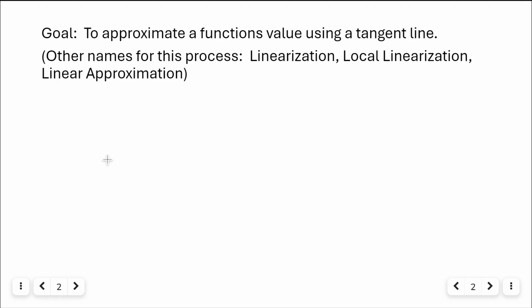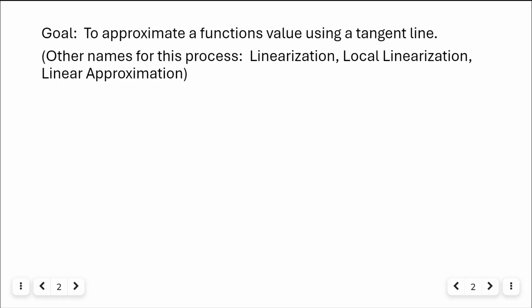So the goal here is to approximate a function's value using a tangent line. Now, why would you ever think to do this? Probably not unless I told you that we're going to do it. There is some application to it, which you'll talk a lot about in Calc 2: the fact that you can approximate functions with higher powers, not just tangent lines, but parabolas and cubics and all sorts of things. But for now, we're just going to use tangent lines.